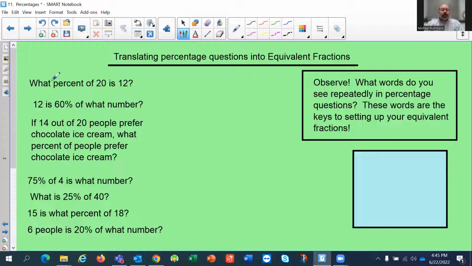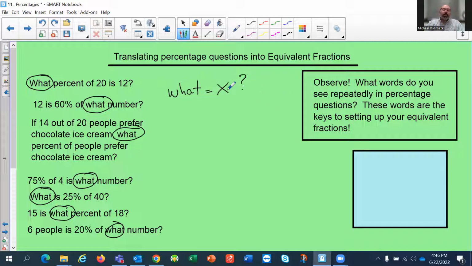The first thing that you're going to see is the word what. What, no matter what question you're looking at: what percent of 20 is 12? 12 is 60% of what number? What percent of people prefer chocolate ice cream? There's a what number, there's a what is, there's a what percent, and there's another what number. So the word what, W-H-A-T, is going to be taking the place of the variable X. It's what we're looking for, right?